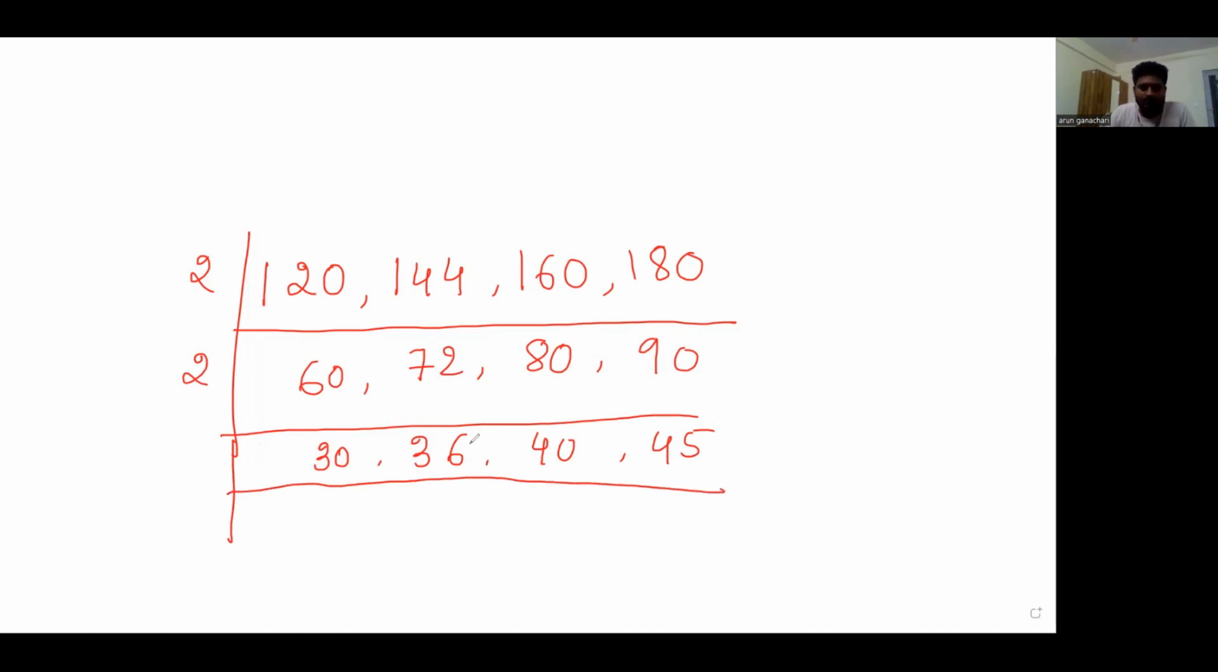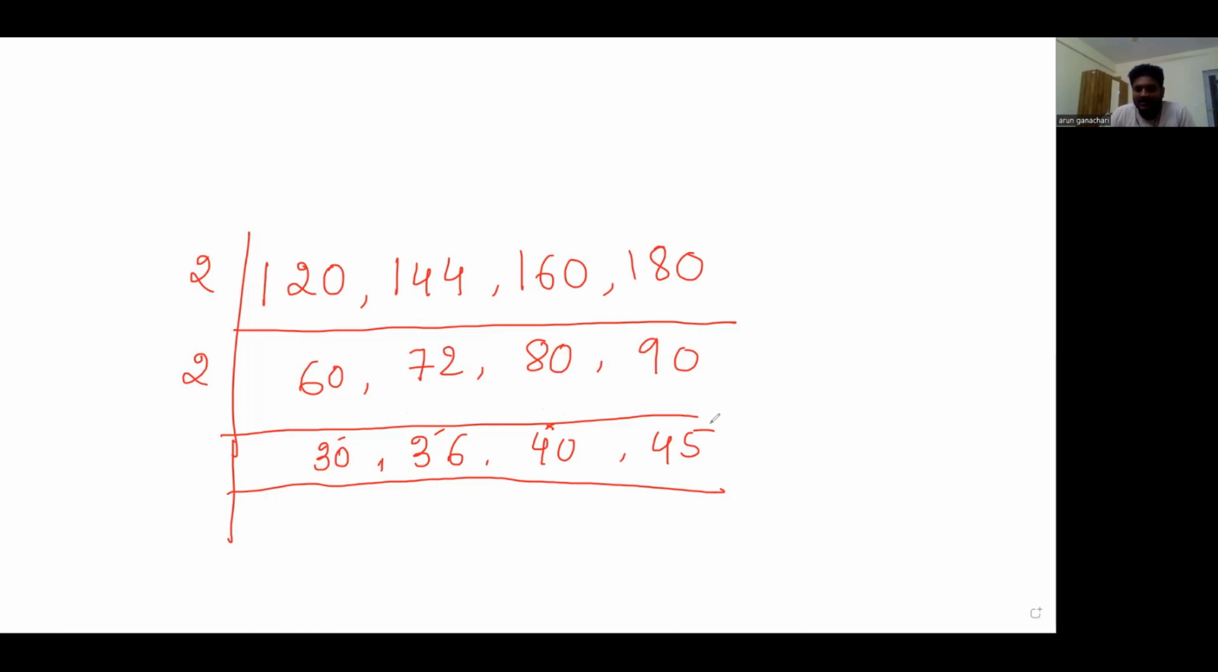Are there any numbers through which I can divide this? I cannot divide it by 2, but is it possible to divide it by 3? Yes, sir. 3 will divide my 30, 3 will divide my 36, but the problem is 3 will not divide my 40. So I cannot take 3. The point is that the number should divide all the numbers. I cannot take 2 because there is 45.